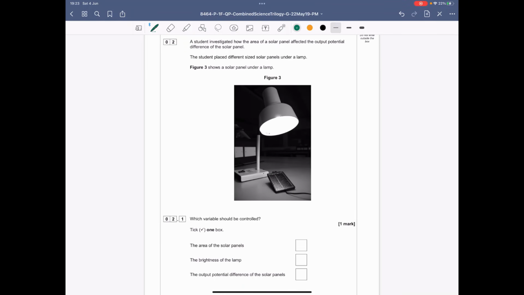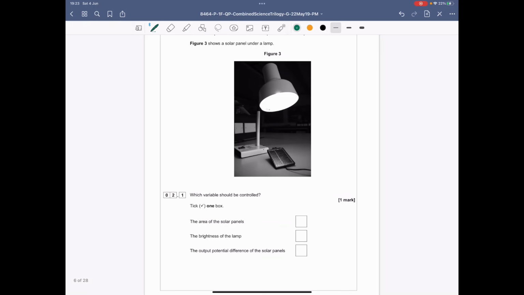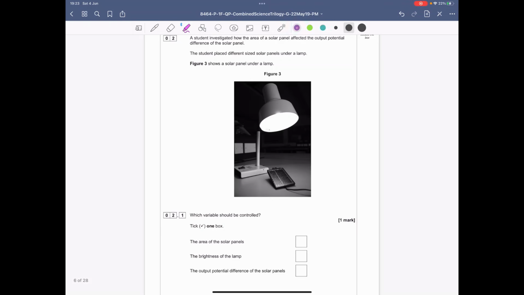Question 2 then. A student investigated how the area of a solar panel affected the output potential difference of the solar panel. The student placed different sized solar panels under a lamp, and it shows a picture of a solar panel under a lamp. Which variables should be controlled? Well, it says that they are changing their independent variable. What they are changing is how the area of a solar panel affected the output. So that is their independent variable.